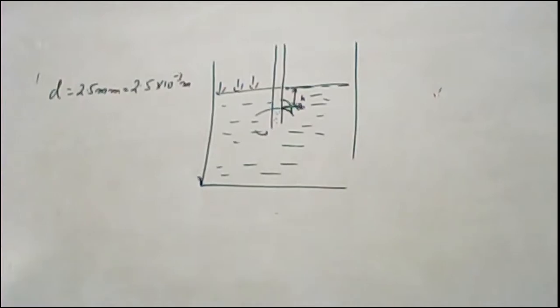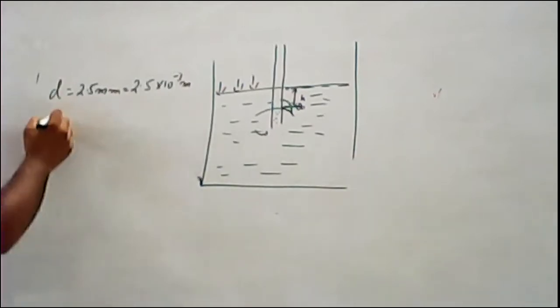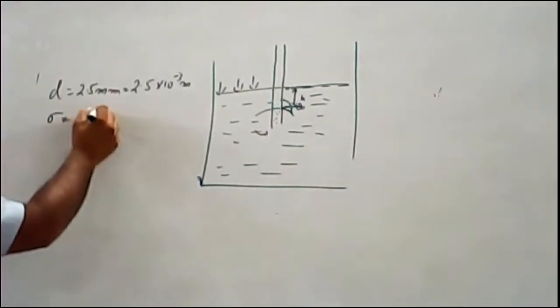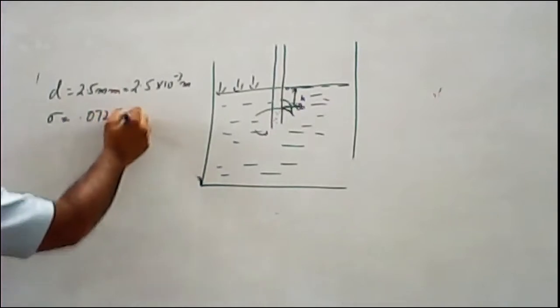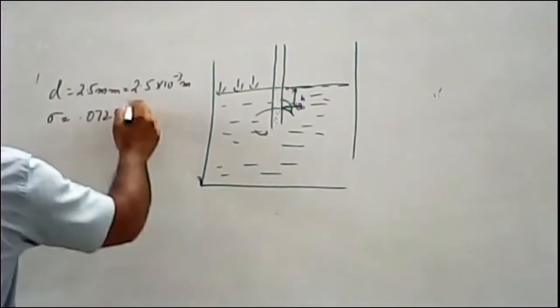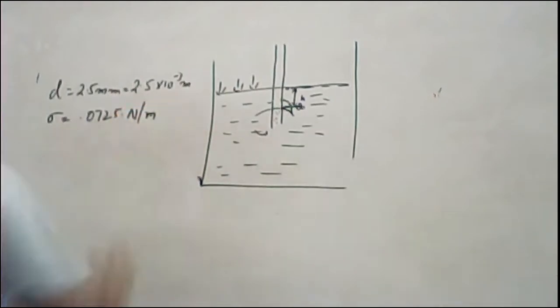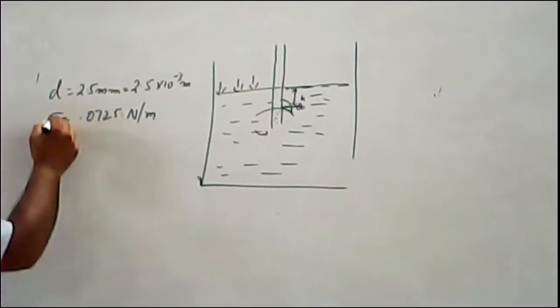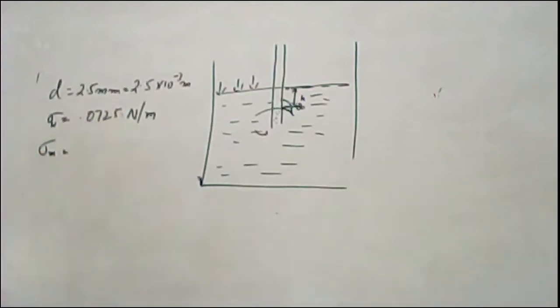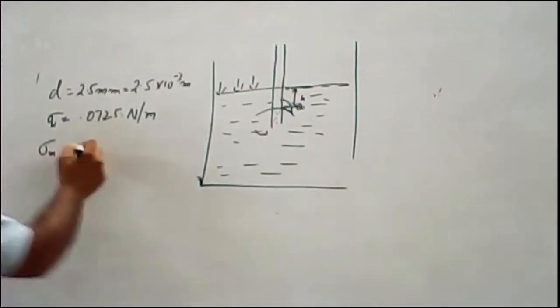Right? Then surface tension is given to you. Sigma is given. The value of sigma is 0.0725 Newton per meter. This is water. Then the sigma for mercury is also given, that is 0.52. This is mercury. It is equal to 0.52 Newton per meter.